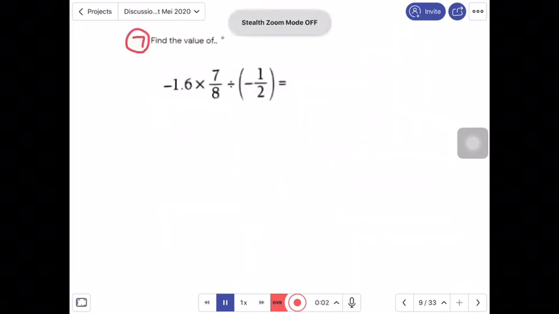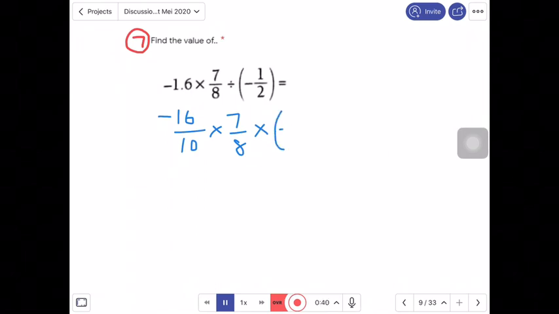Now we have operations of multiplication and division. When we have a mix of decimals and fractions, I prefer to change all the numbers into fractions. Negative 1.6 is equal to negative 16 over 10, and then multiply 7 over 8. Then you have divide fraction, straight away you change to multiplication, but you must remember to reciprocate the next fraction, so it becomes negative 2 over 1.